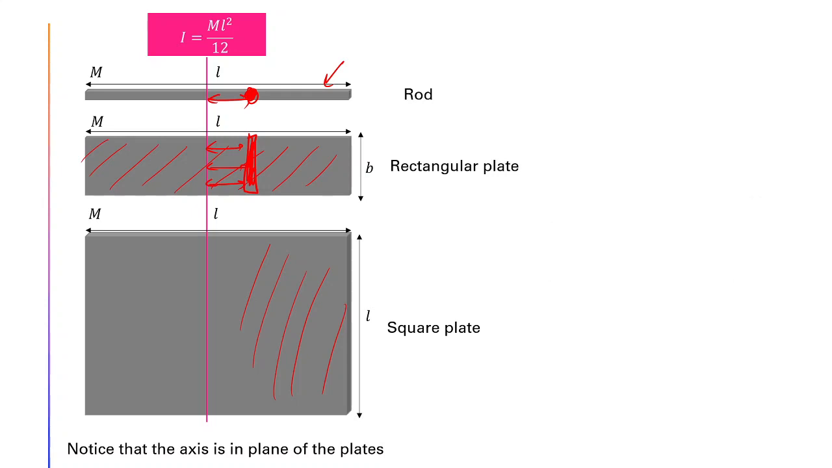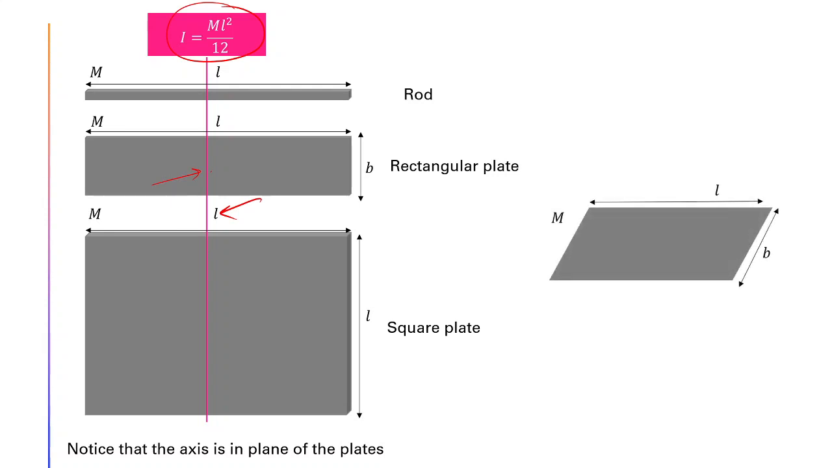mL² by 12, about the axis which is shown here. So for the rod, it's mL² by 12. Then for this rectangular plate, it should be mL² by 12. Then for the square plate also, this will be mL² by 12 about this axis shown here, the pink line. And then suppose you have to find the moment of inertia of a rectangular plate about this point, then what would you do?